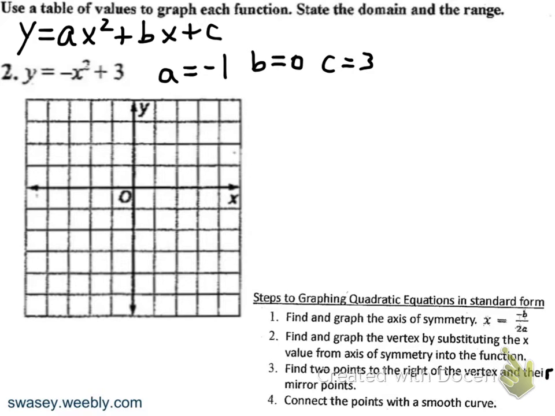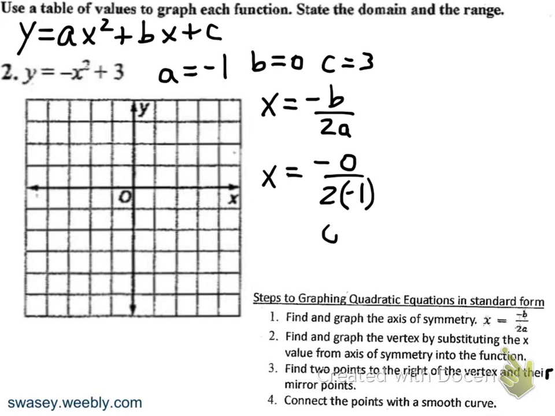Step 1, find the axis of symmetry. X equals -b over 2a. So we're substituting into this. We have x equals negative, and then 0, b is 0, so -0 is just 0. 2 times a, 2 times -1 is -2. So we have 0 over -2, which is just 0. So x equals 0 is your axis of symmetry.